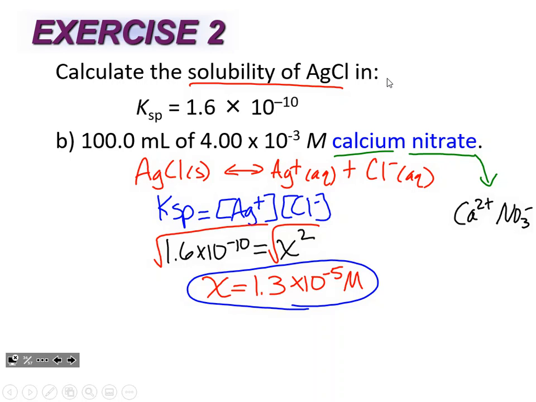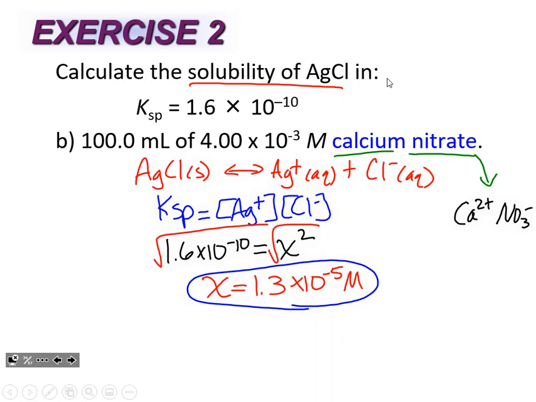If it was a 1-to-2 or 2-to-1 ion relationship, what does the Ksp equal always, to get the molar solubility? It's 4x to the third, exactly right.